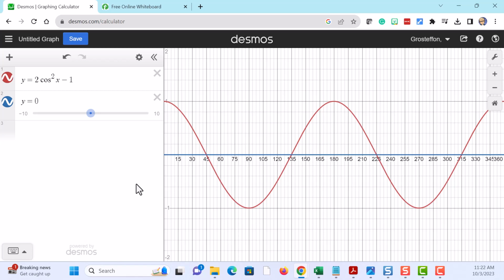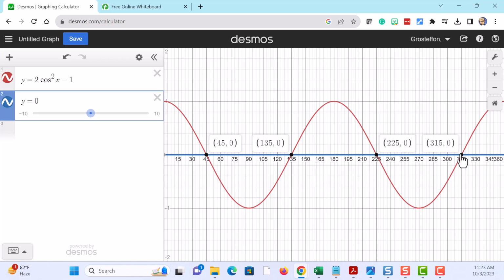We need to determine where the two graphs intersect each other. We see that the first intersection point is at 45. The next one is at 135, 225, and 315. It appears that we have 4 solutions: 45, 135, 225, and 315 degrees.